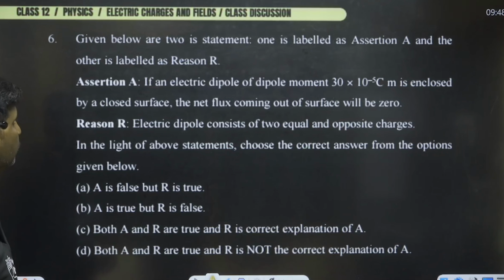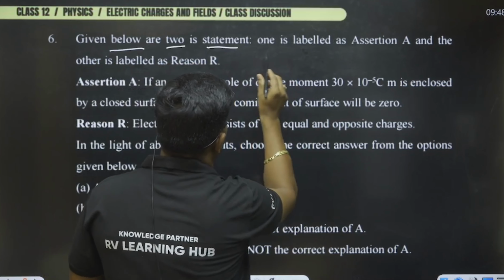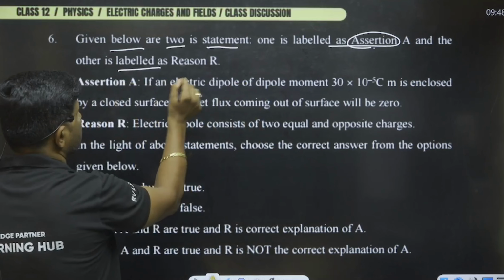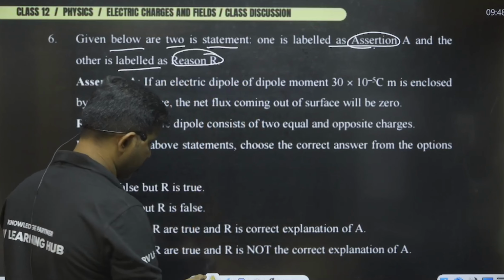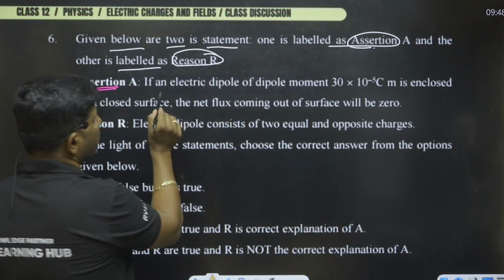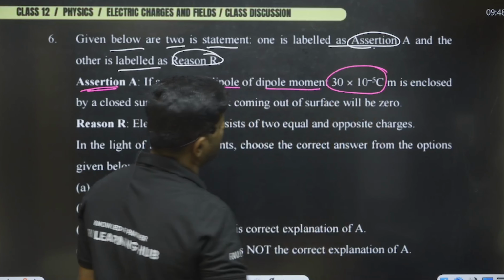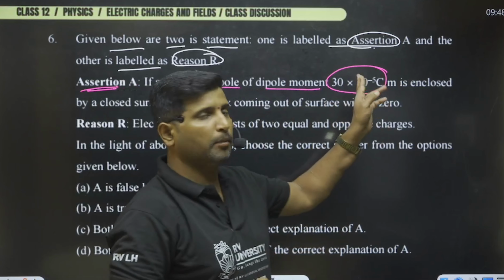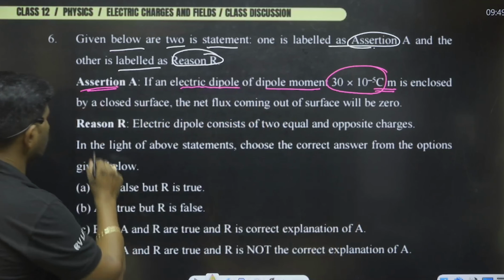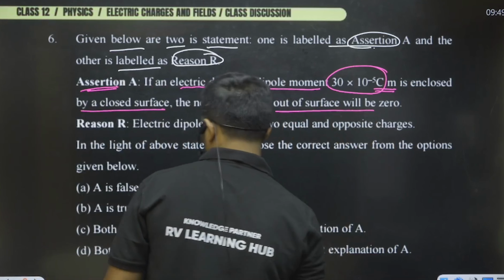What have they given to you? Given below are two statements. Statement one is labeled as assertion and the other one is labeled as reason. Let us read the assertion and reason here. What is the assertion they have given? If an electric dipole of moment 30 into 10 power minus 5 coulomb meter is enclosed by a closed surface, the net flux coming out of the surface will be 0.